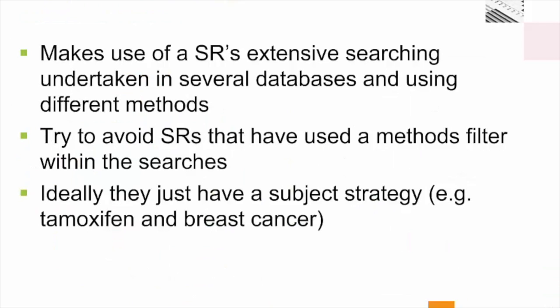So the relative recall gold standard makes use of systematic reviews that have been informed by extensive searching undertaken in several databases and using different methods. And the best systematic reviews to harvest gold standards from are probably those that have not actually used a methods filter within the searches. And ideally they'll just be the subject strategy.